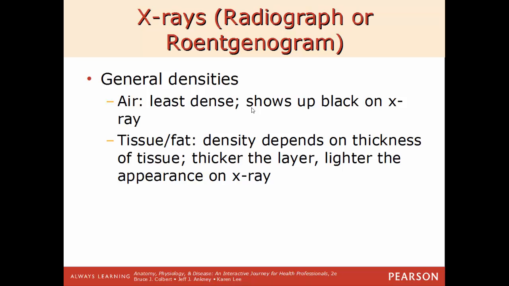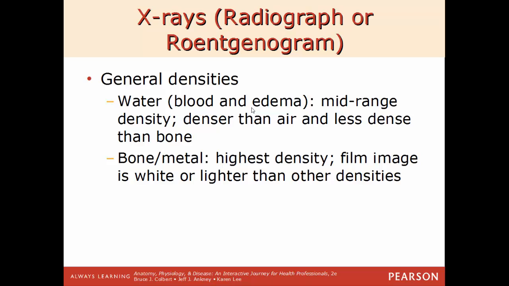Air, as you can imagine, will be the least dense, and this will show up as black on a standard X-ray. Tissues and fat, of course, would depend on the thickness of that tissue that you're X-raying. The thicker the layer, the lighter the appearance on the X-ray. Water, such as edema or swelling in tissue, and blood, will be a mid-range density. Denser than air, but not as dense as bone.